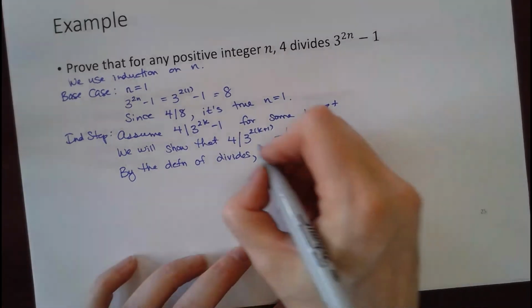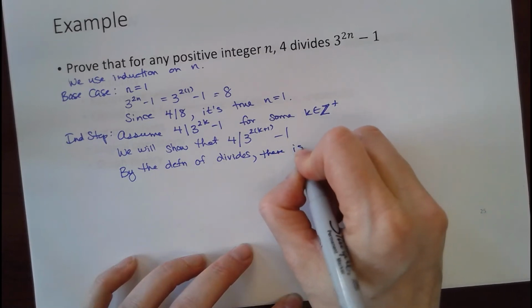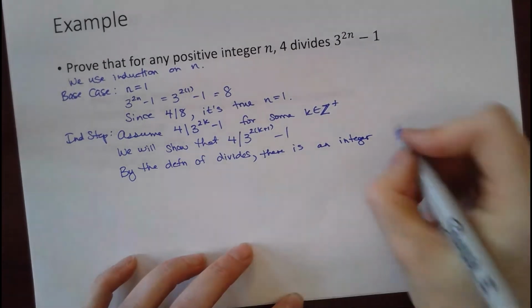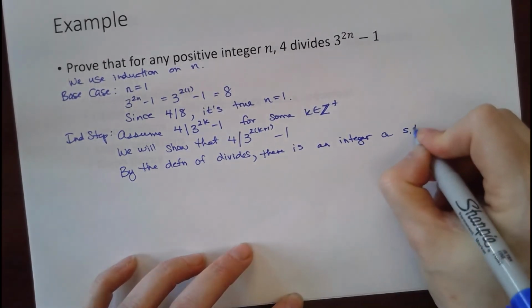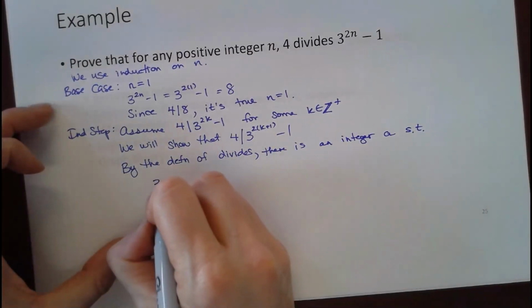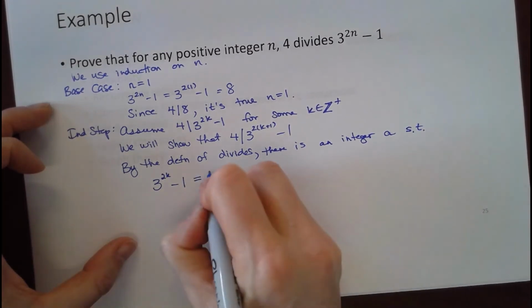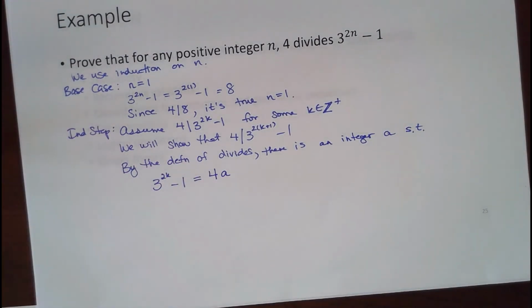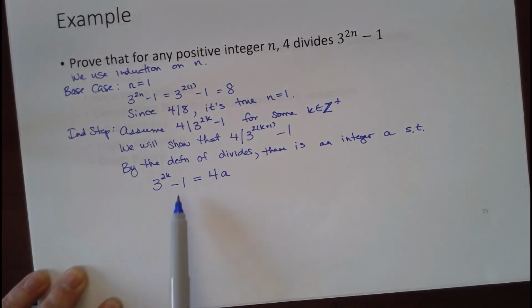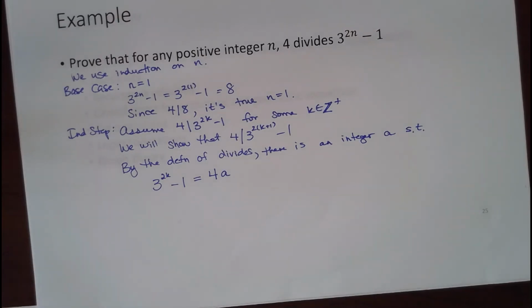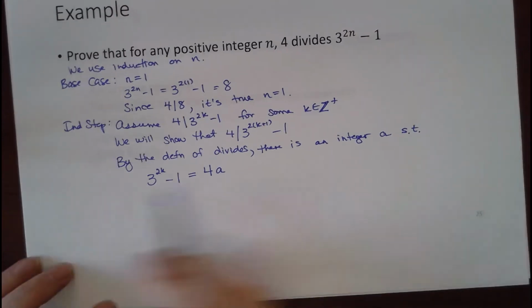So by the definition, there is an integer, let's call it A, such that if I took 3 to the 2k and subtracted 1 from it, that would be 4 times A. So basically, if I divide both sides by 4, I know when I do 3 to the 2k minus 1, the result is going to be an integer, A. Okay. That's what divides means. Okay, good. All right, so I know that.